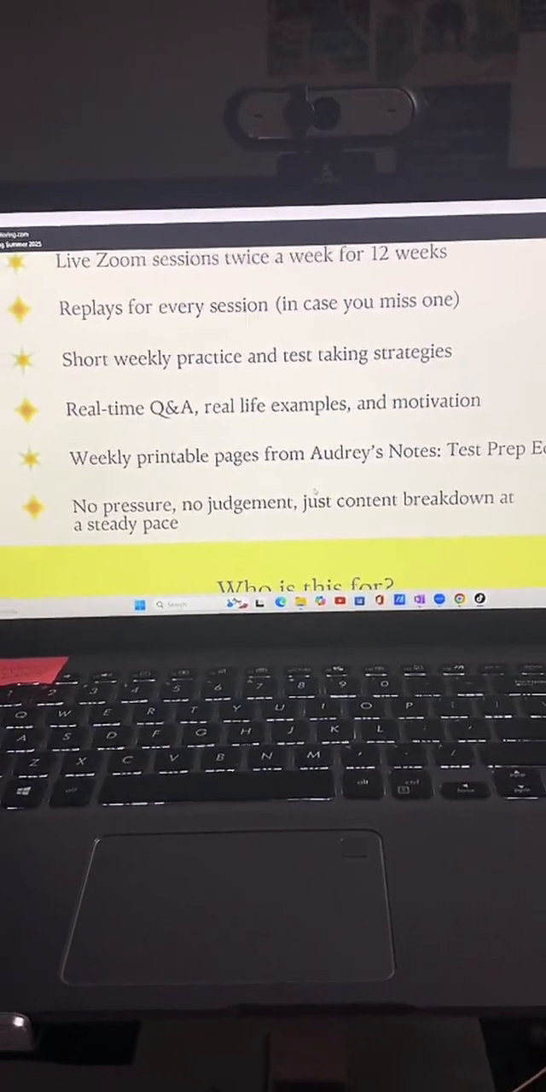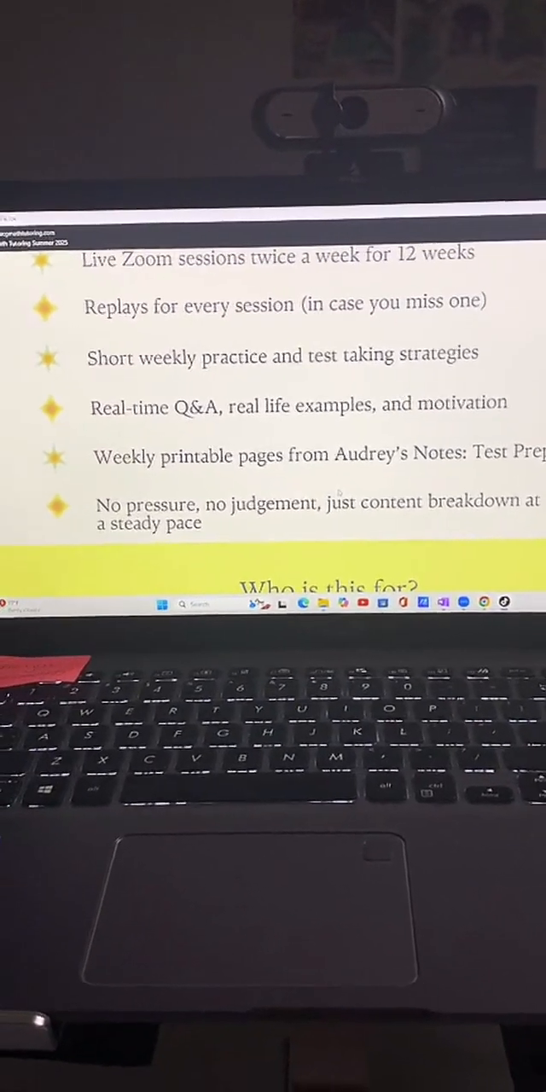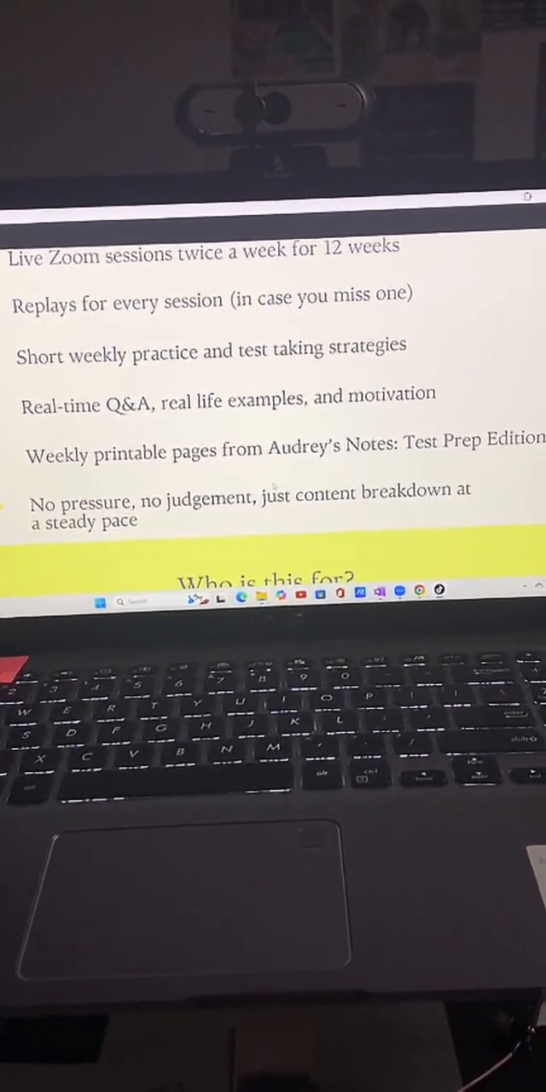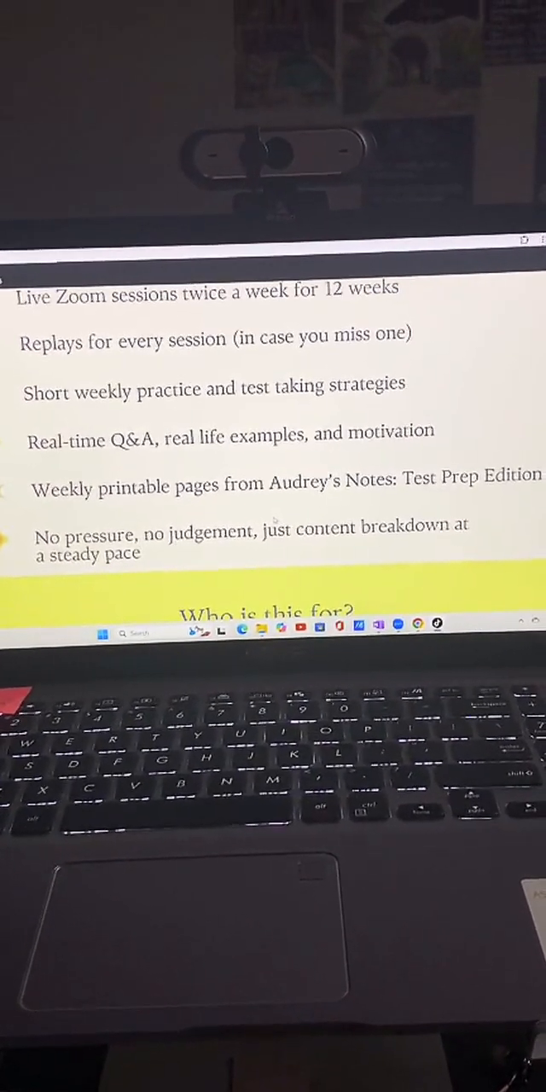So I'm shooting for the end of August for this to be done. And then I want you to go and retake the test. If you've already taken it, I want you to retake it. If you haven't taken it, I want you to register to take it as soon as the sessions are over.